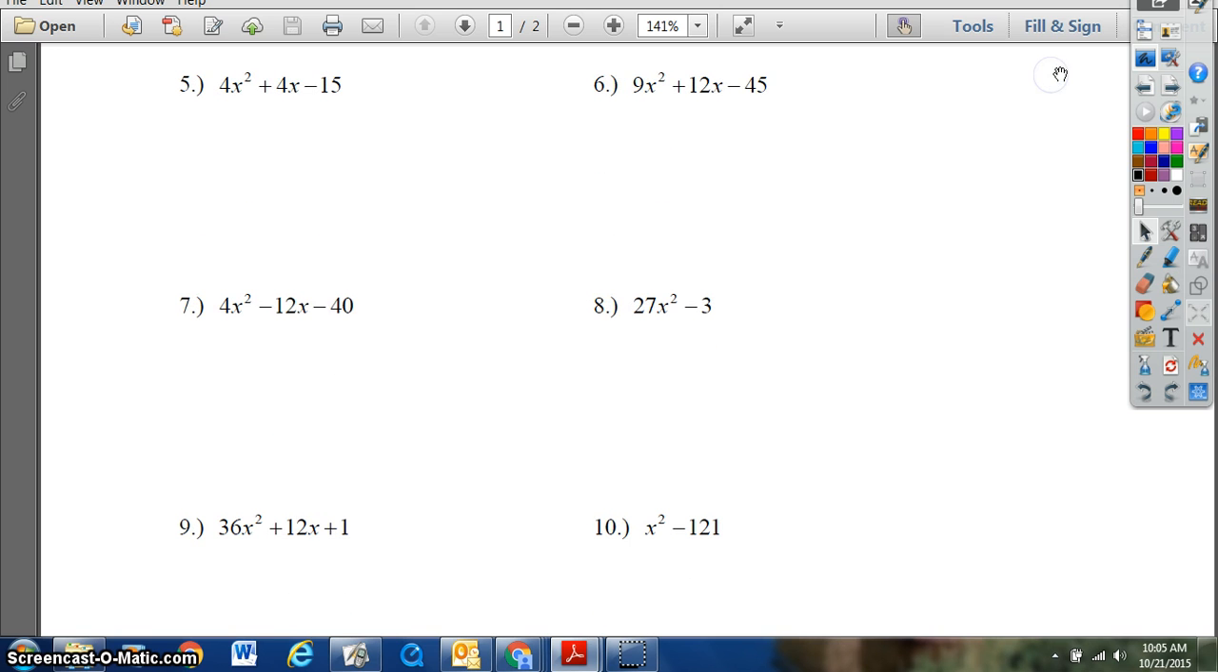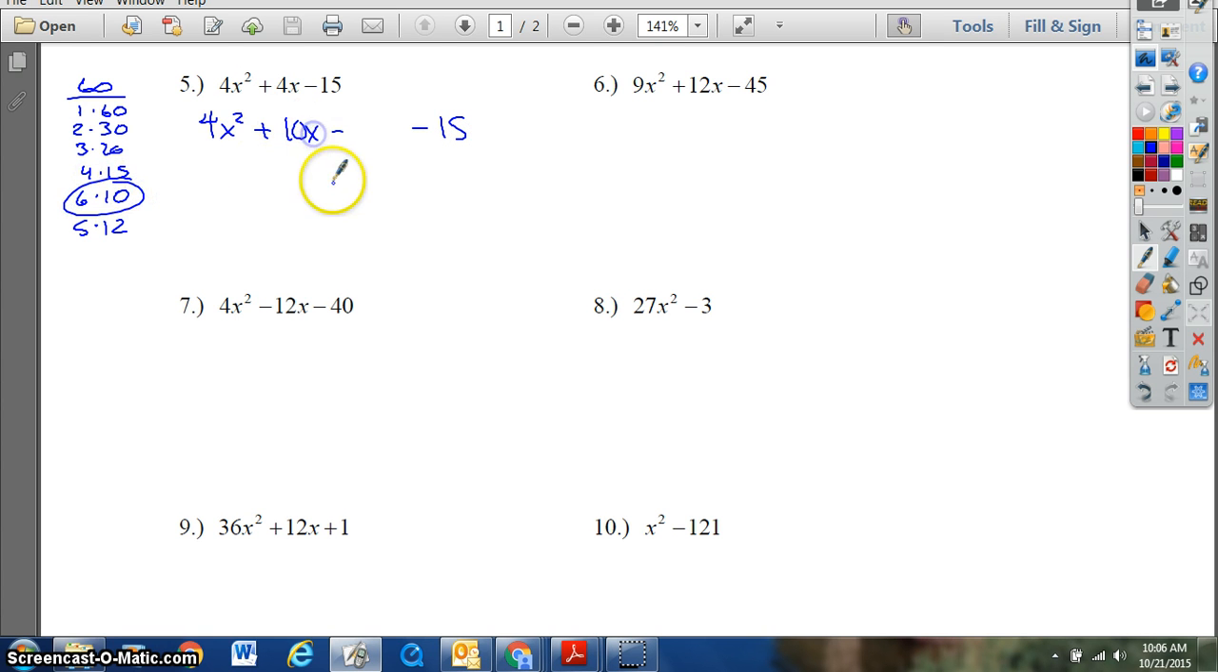Okay, next 4. No GCF here, so I have to do 4 times 15, so I'm breaking down 60 again. So this time I should be able to go a little bit quicker. Again, hope I don't forget any. I almost missed 5 times 12. So 4x squared plus minus 15. So I want difference of 4. 10x needs to have a positive, 6x would have to be the negative.